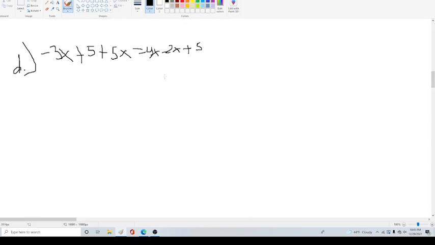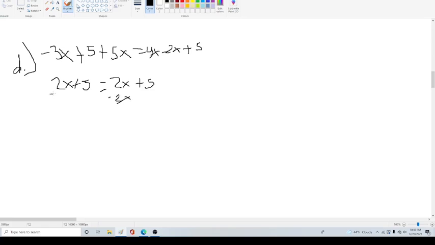Let's do our last equation. 3x plus 5 plus 5x is equal to 4x minus 2x plus 5. So the first thing we do, just like before, is we combine like terms. On this side we have 3x and 5x in common, so that's 8x plus 5, because that just stays the same. And on this side we have 4x minus 2x plus 5. The 5 will stay the same. That comes out to be 2x plus 5.